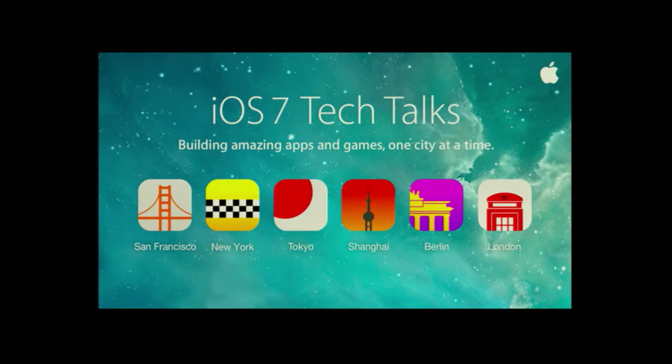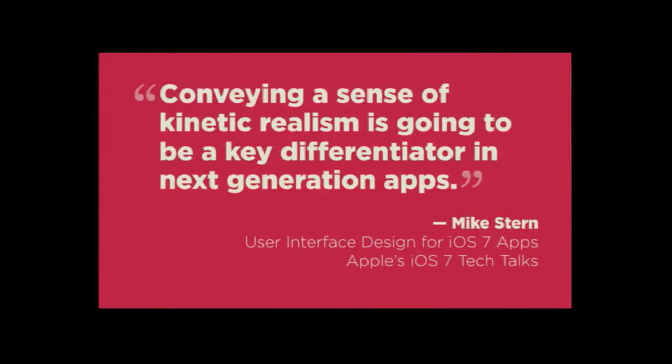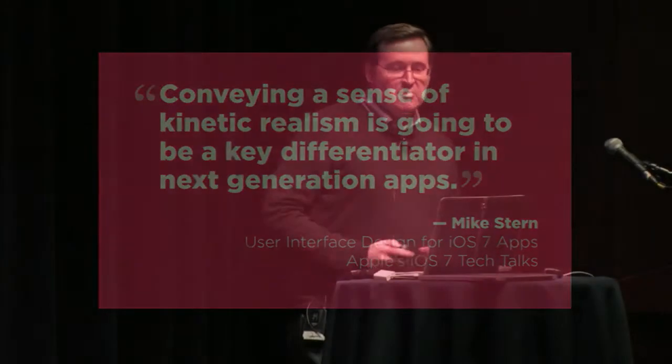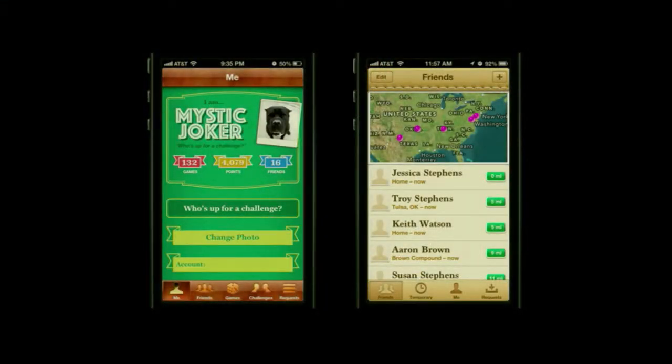So in Apple's recently released Tech Talk videos, Mike Stern spent the last several minutes of his app design talk discussing the feel of iOS 7. And during his talk, Mike states that conveying a sense of kinetic realism is going to be a key differentiator in next generation apps. Mike argues that the kinetic realism of iOS 7 is more realistic and alive, while the use of shadows and texture to convey realism in previous versions of iOS was limited and lifeless, because these visual effects are static and they don't respond to the user's movement or their environment.